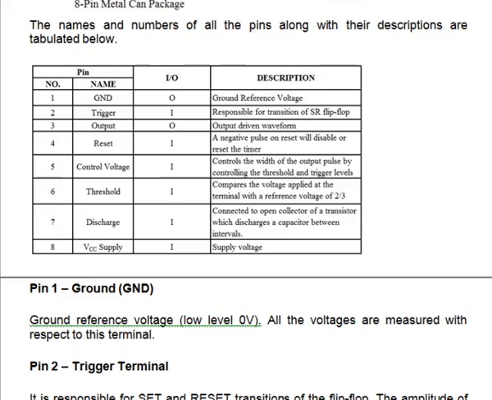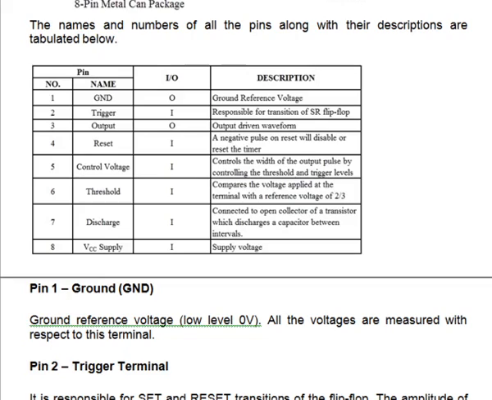So, point number 1, that is ground. It is the ground reference voltage for the device. Next, trigger, that is 2. Here it is responsible for the transition of the SR flip-flop. Next, point number 3, that is output. So the output gives a negative pulse. Reset will disable or reset the timer. This is pin number 4.